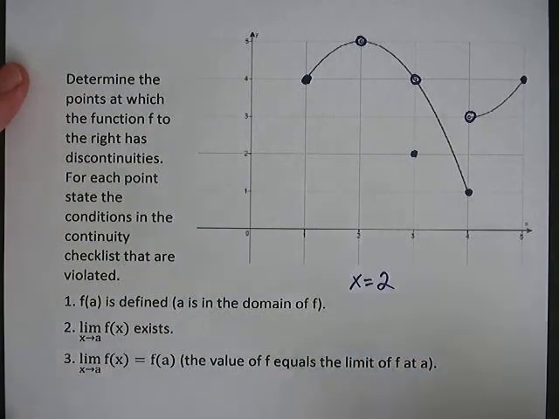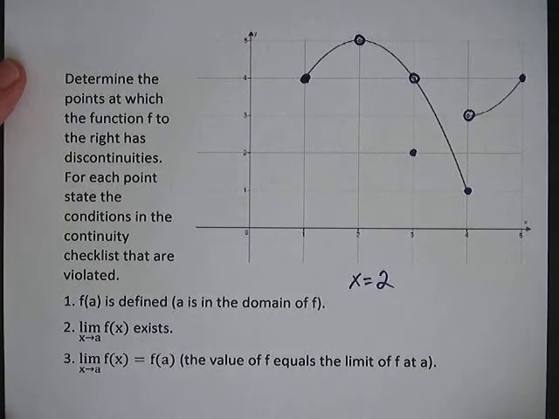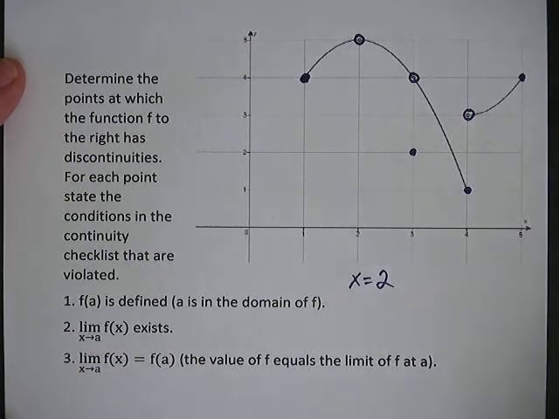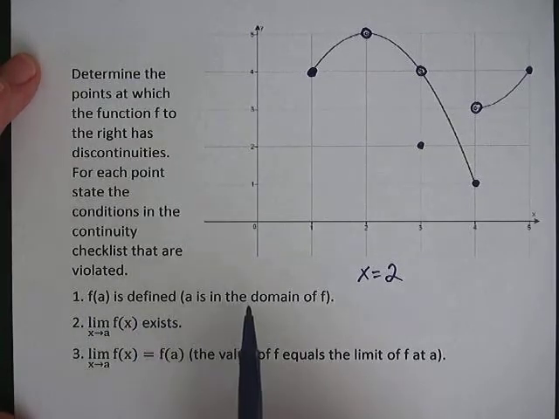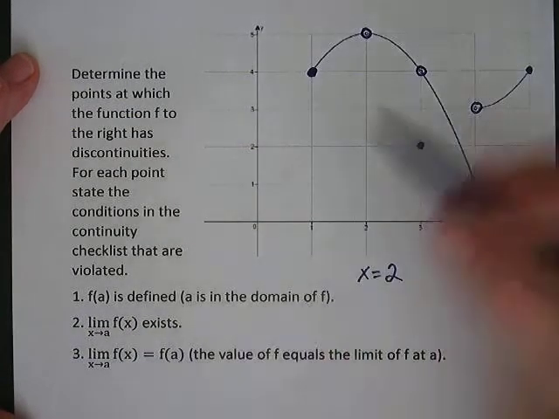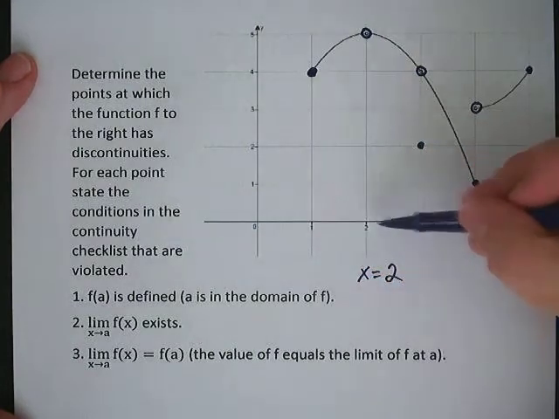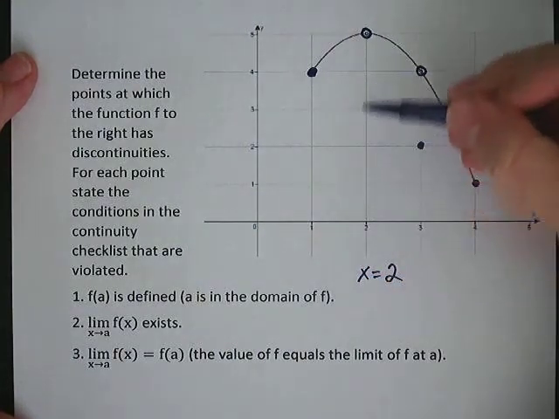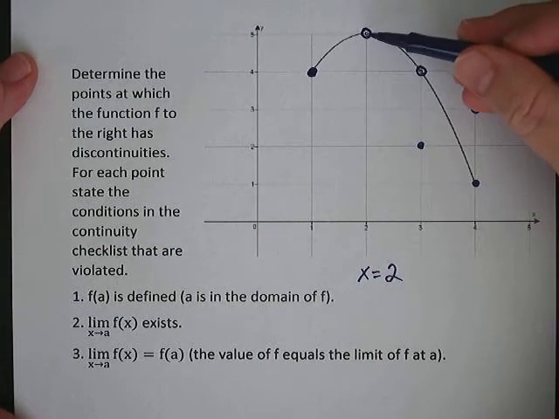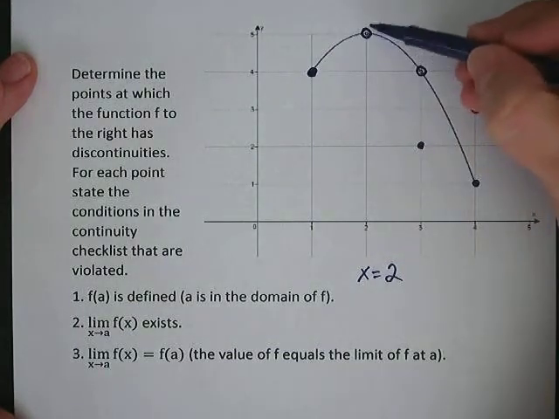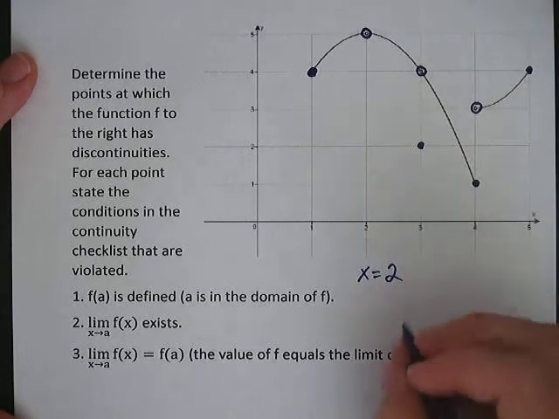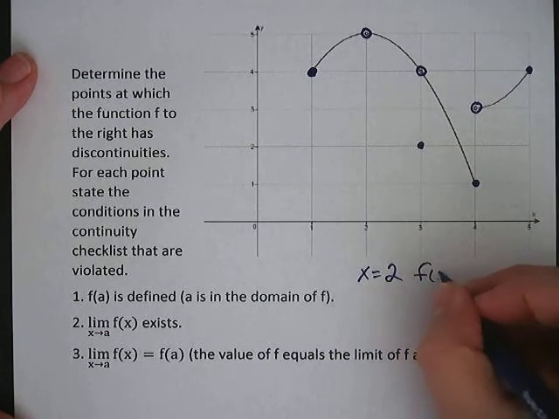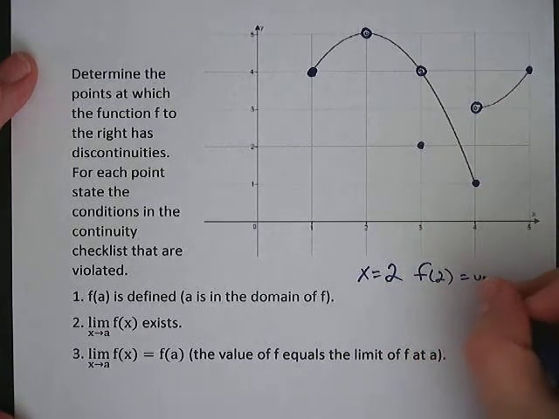What does it fail in order to make it discontinuous? Well, first of all, is it defined? Is it defined in the graph, or is it in the domain of f? Well, it's not in the domain of f. We go over here to x equals 2, and there's no value there. It's not 5. It'd have to be a solid dot there for it to be 5. So it definitely violates this: f of 2 equals undefined.